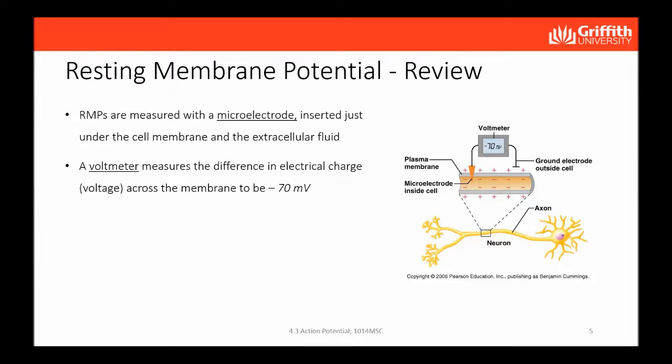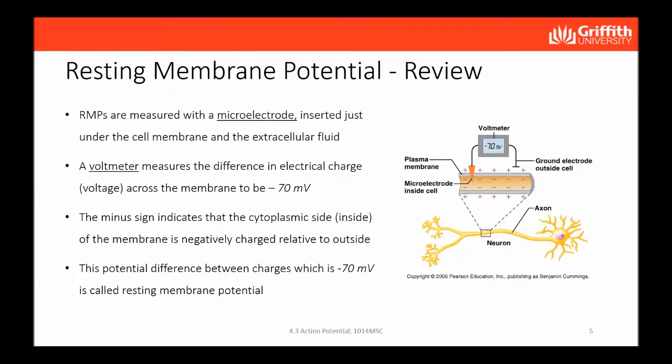This is a short review of the resting membrane potential. A voltmeter is used to measure the potential difference in charge between the 2 points. When one electrode of the voltmeter is inserted into a neuron, and the other into the extracellular fluid, it records a voltage across the membrane of approximately negative 70 millivolts. The minus sign indicates that the cytoplasmic side of the membrane is negatively charged, relative to the outside. This potential difference in a resting neuron is called the resting membrane potential.